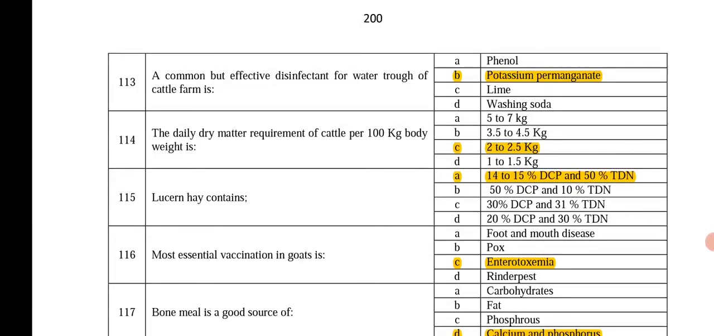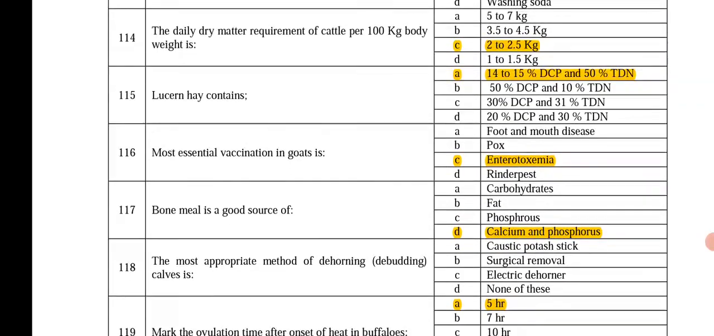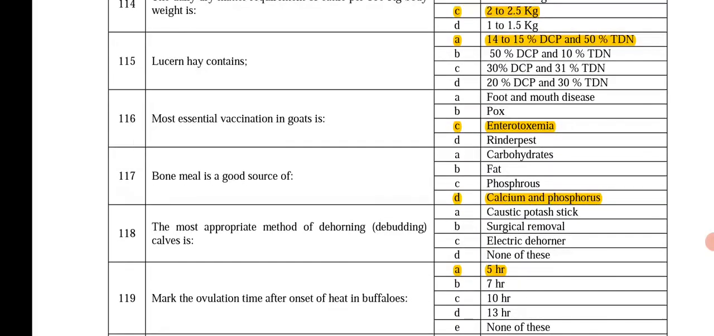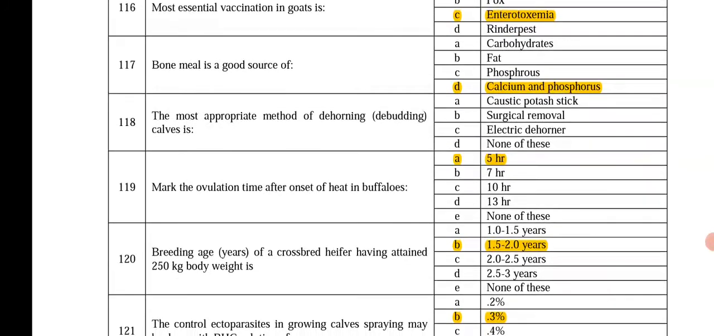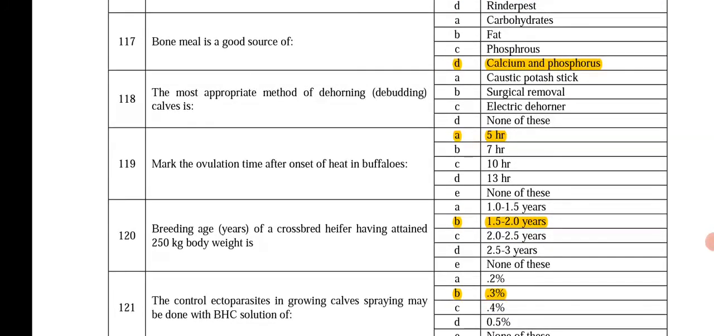Lucerne hay contains 14 to 15% DCP and 15% total digestible nutrients. Most essential vaccination in goat is enterotoxemia. Bone meal is good source of calcium and phosphorus. The most appropriate method for dehorning, disbudding in calf is, don't know. Mark the ovulation time after onset of heat in buffaloes. 5 hours is the ovulation time after onset of heat in buffaloes.